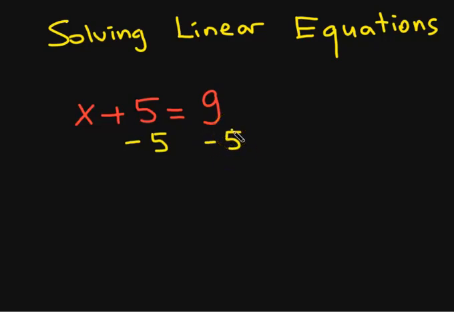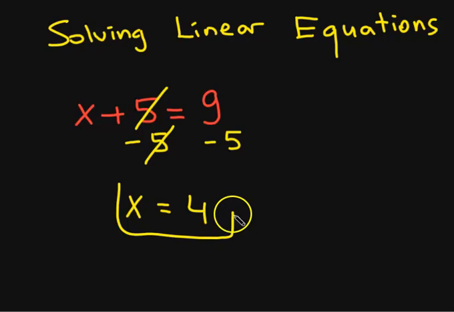Look at the left side now. We have plus 5 minus 5, which is 0. So they cancel out, and I have only x on the left side. On the right side, I have 9 minus 5, which is 4. So x equals 4. That's the main idea, the main goal of solving linear equations.